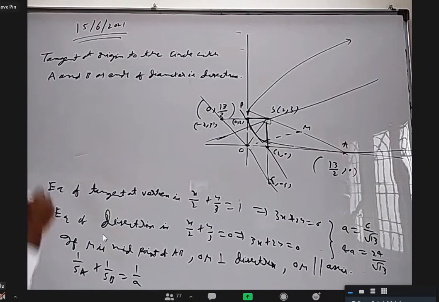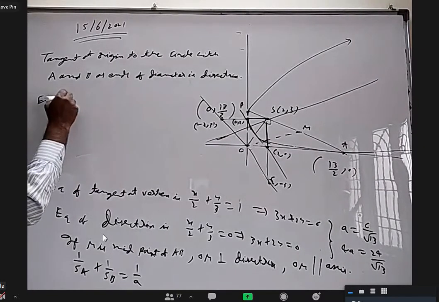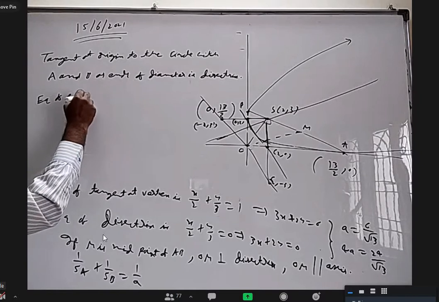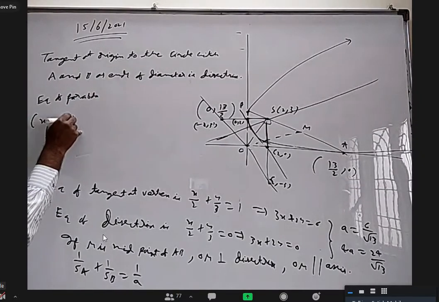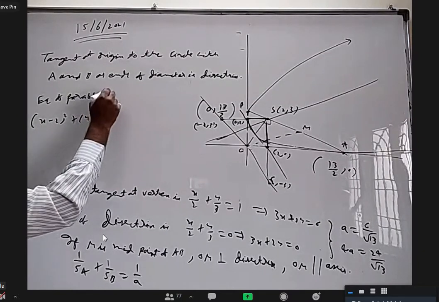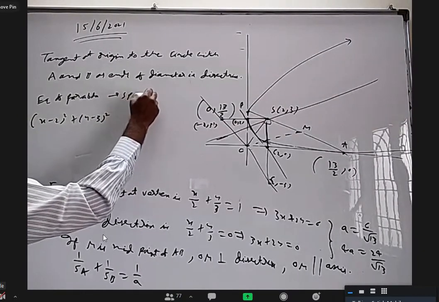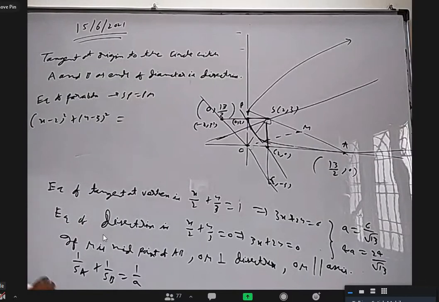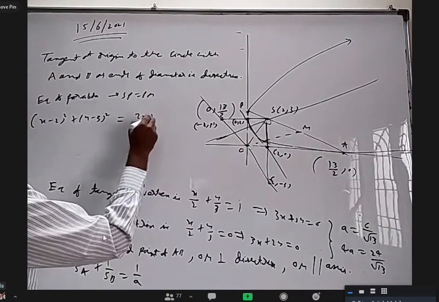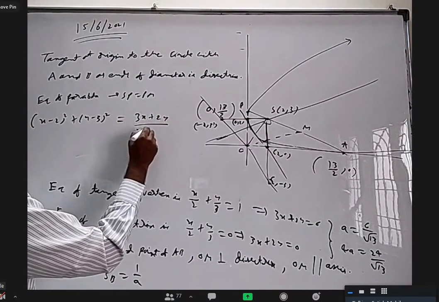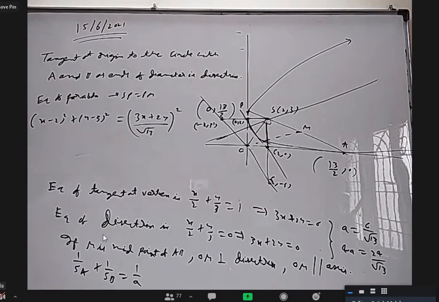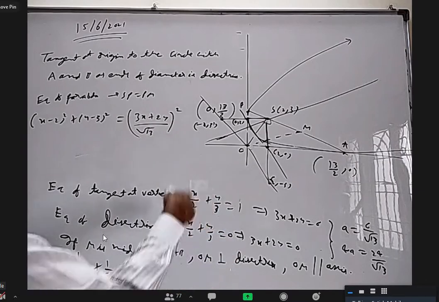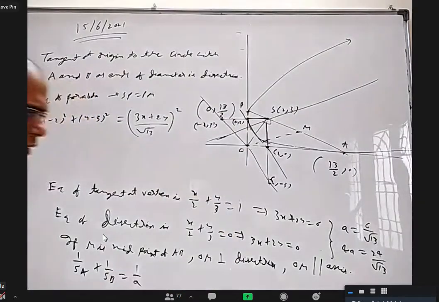Now, whenever you want the equation of a parabola based on focus and directrix, it will be (x - 2)^2 + (y - 3)^2, SP = PM. The directrix is this, so ((3x + 2y)/root 13)^2. Somebody can use the axis and all that also, you can write it. You know the length of the latus rectum, you know the axis, you know the tangent at the vertex, you can write that.